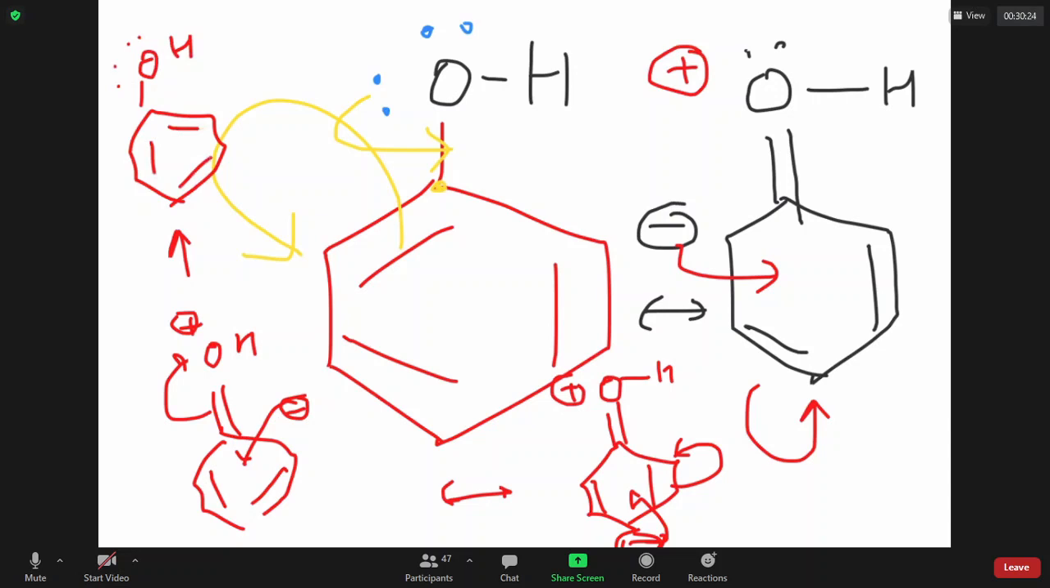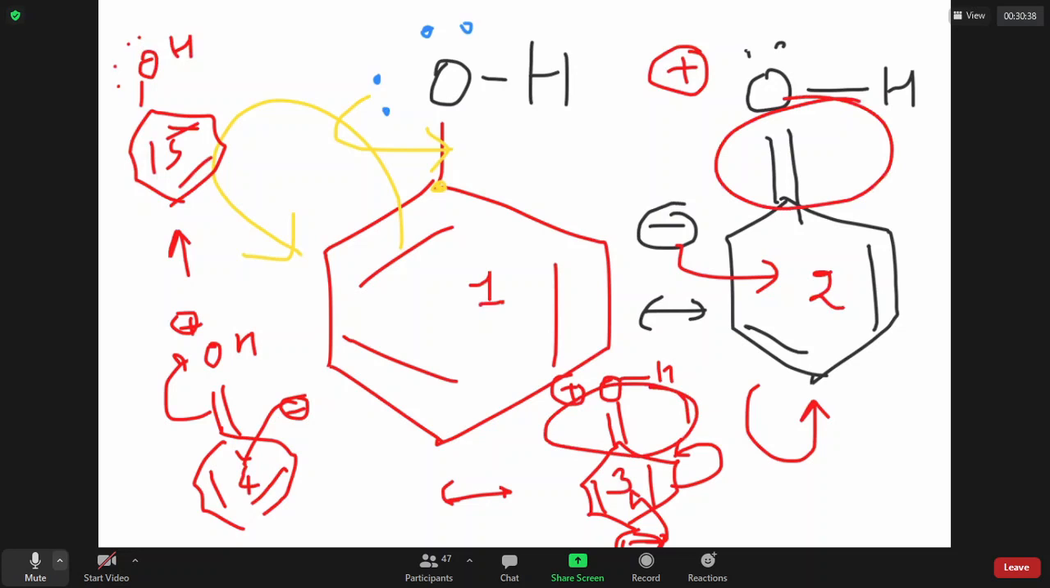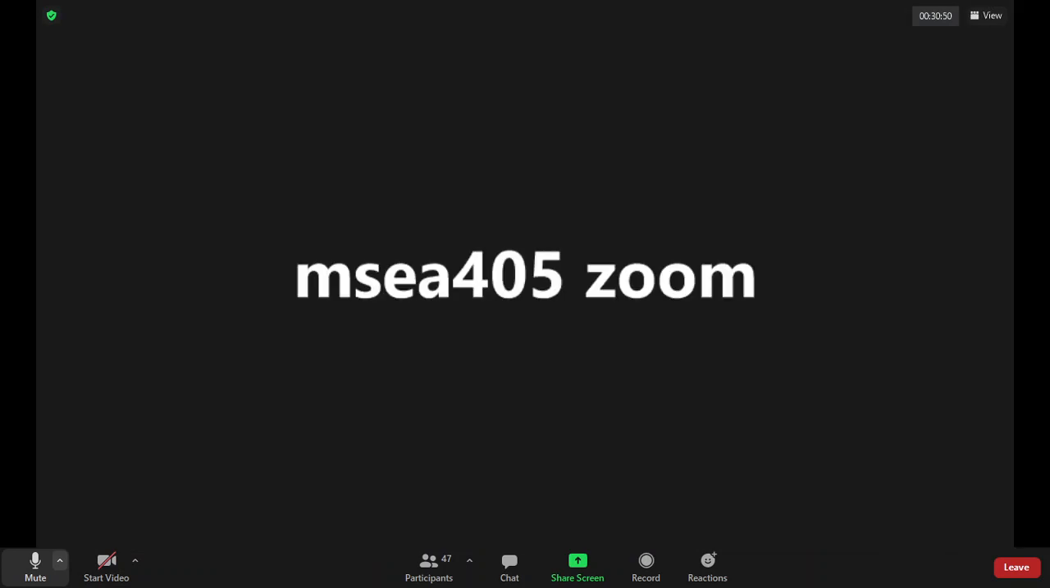Due to resonance, how many canonical forms are there in phenol? 1, 2, 3, 4, 5. In 3 of these forms, you can see a double bond between C and O. Therefore, it is difficult to break the C-O bond of phenol, and most of the time, oxygen in phenol gets a plus charge. So, what is the answer to that question?